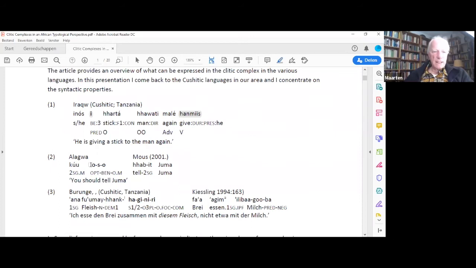In Alagwa, there I have as a clitic complex losso. It's a bit more complex. There's an optative, a benefactive marked by the S, and an object, a masculine object, because it's the juman that we're talking about. And here's the verb. So here we see that there's actually nothing between the clitic complex and the verb.